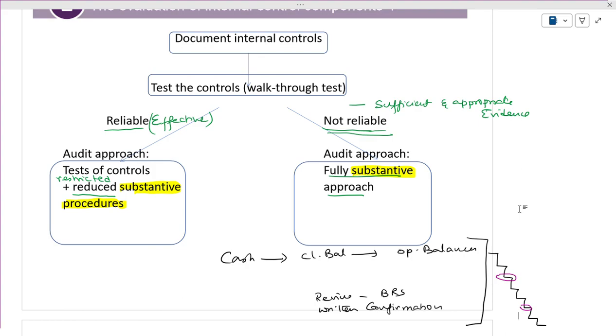Re-performance talks about which method we are using. We are comparing with the previous year: what we have done in the previous year and what we are doing in the current year. Recalculation is with respect to mathematical accuracy.